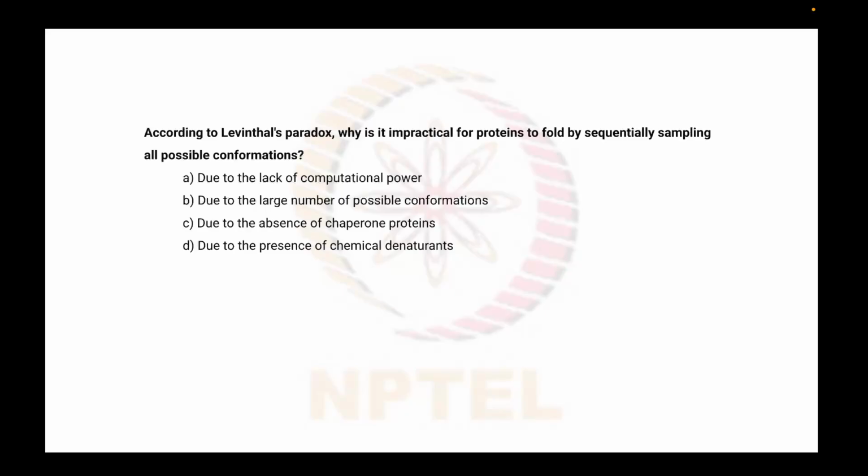According to Levinthal's paradox, why is it impractical for proteins to fold by sequentially sampling all possible conformations? Is it due to lack of computational power, or due to the large number of possible conformations, or due to the absence of chaperones, or due to the presence of chemical denaturants?